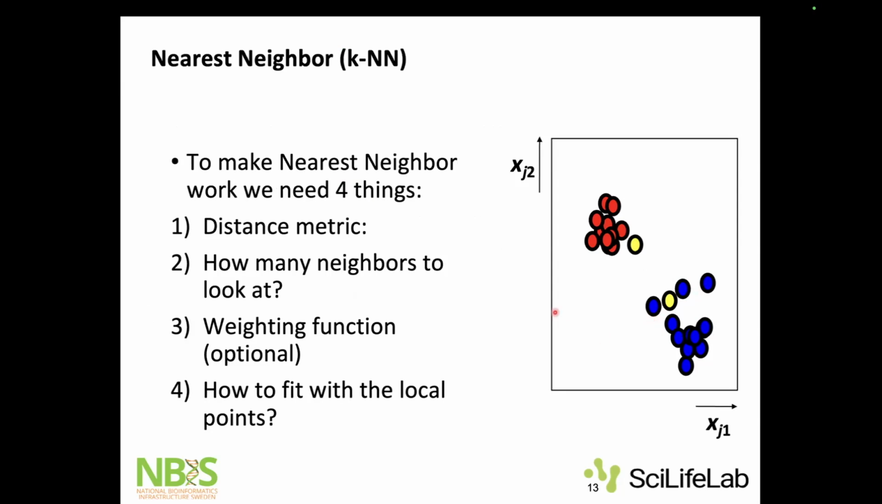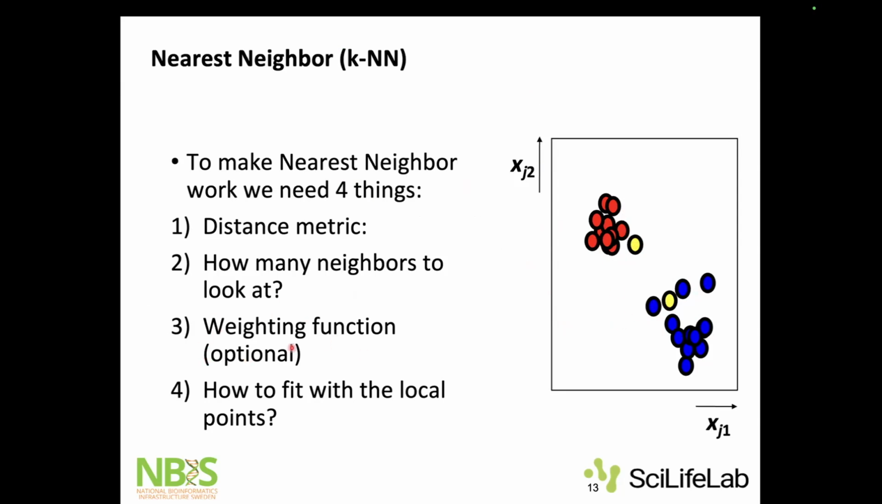To make nearest neighbor work, we need 4 things. We said that we want to know how close they are together, right? So we need a distance metric. And we need to know how many neighbors we should look at. Should we look at one of them, or at 5, 10, 50, how many? It depends on your data, of course.